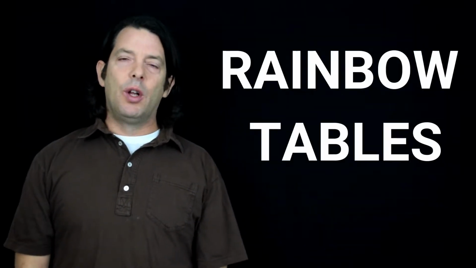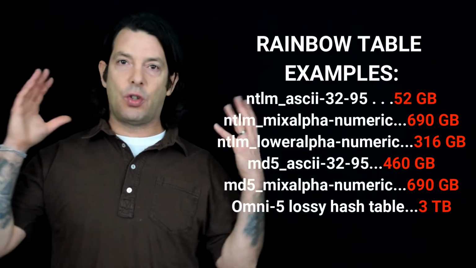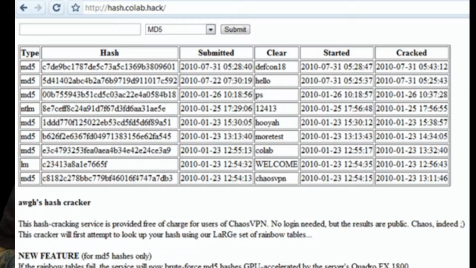So someone, somewhere along the way, invented something called rainbow tables. And rainbow tables are giant databases, and we're talking about gigs and terabytes large. They're just huge. And they basically have bazillions of hashes in there and the plain text versions of those passwords.